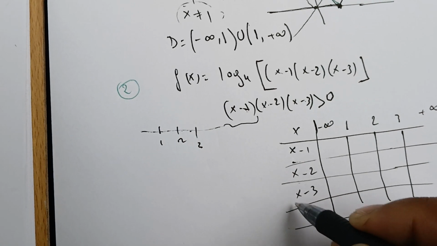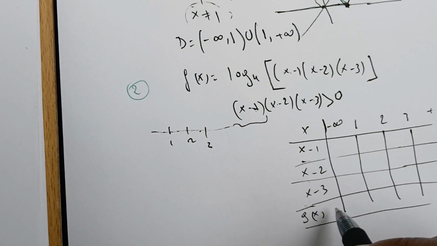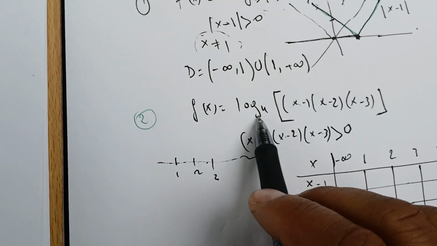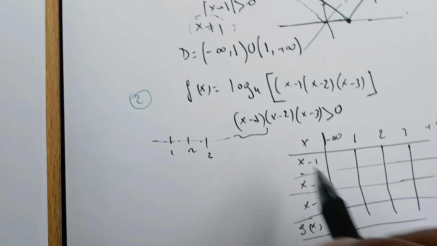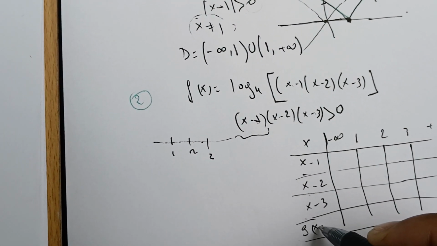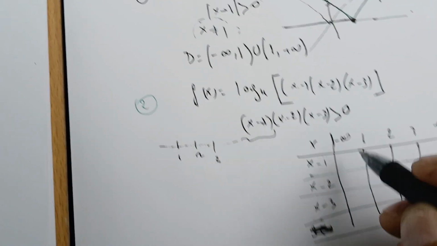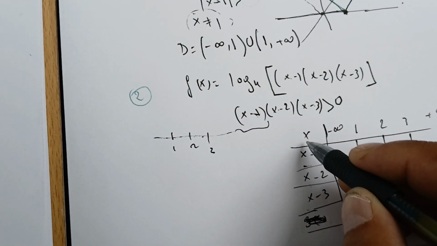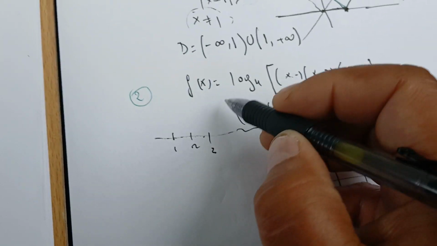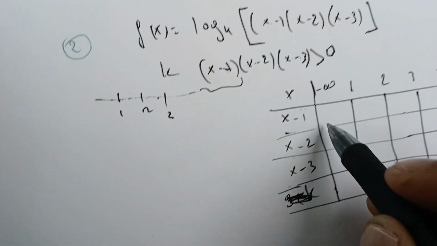And here I have g of x, which is the log of this one, because when this one is positive, this one is going to be positive. I'm sorry, I have the sign of this 3, because this is my condition. So I have the sign of this 3. Let's call it K.